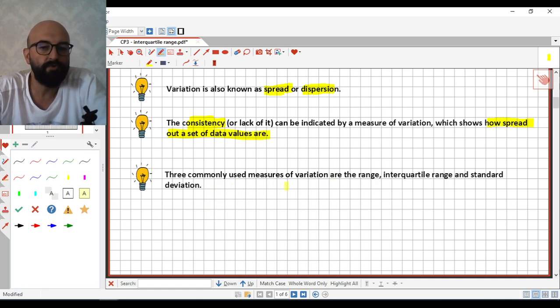Three commonly used measures of variation are: the first one, the range; the second one, as you remember, the interquartile range; and the third one, the standard deviation. They are measures of variation.